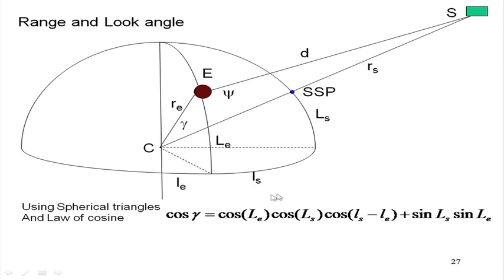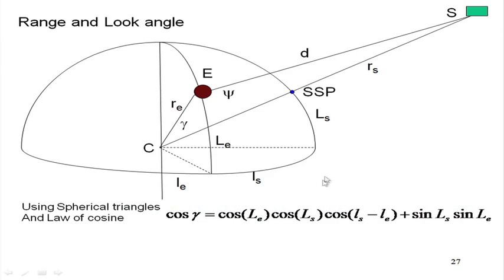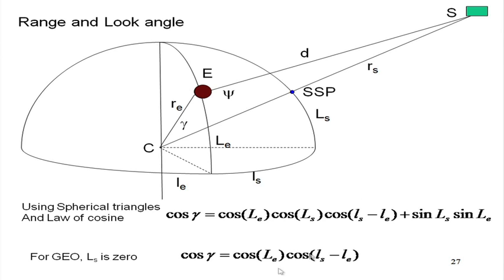Now, one interesting thing is that this is a generalized expression. So, for geostationary orbit we have said that subsatellite point is having no latitude, that is it is on the equator. So, therefore, Ls is 0, putting Ls equal to 0 here, you get cos gamma is equal to cos Le, cos of difference of longitude of earth station and subsatellite point. Now, this is to find out the distance and the elevation, and then azimuth.